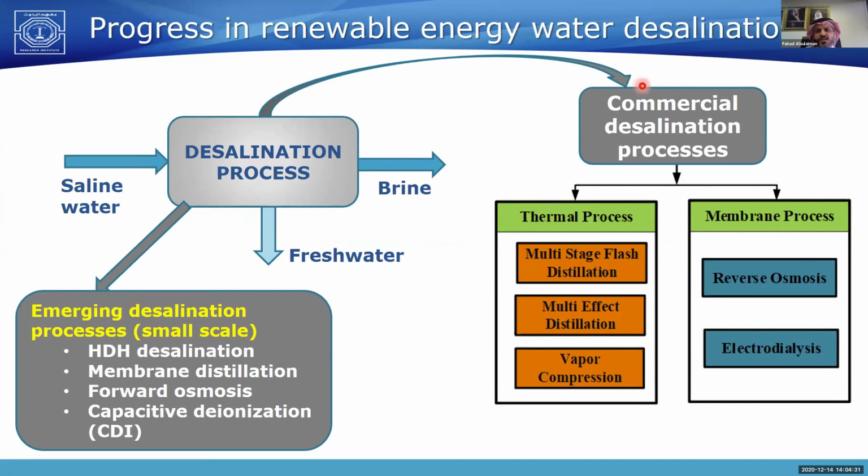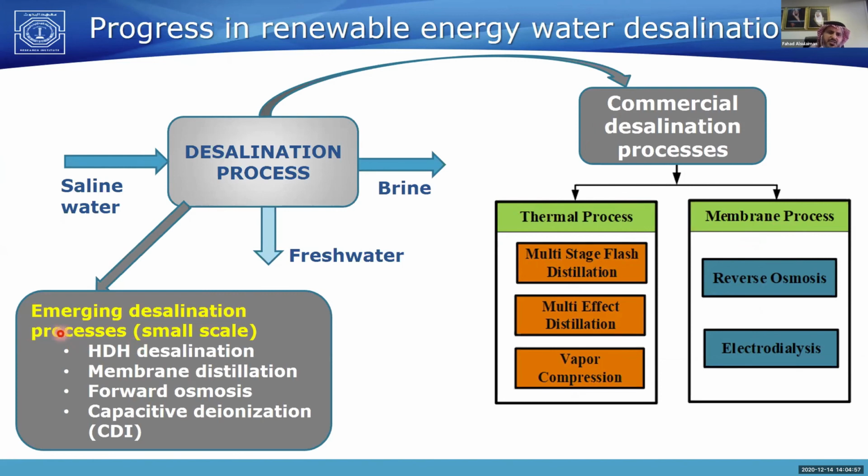Either there are commercial desalination processes, which could be thermal processes like multi-stage flash distillation, multi-effect distillation, or vapor compression, or membrane-based processes, which usually need electricity to run, like RO or electrodialysis. These are the commercially available desalination plants.